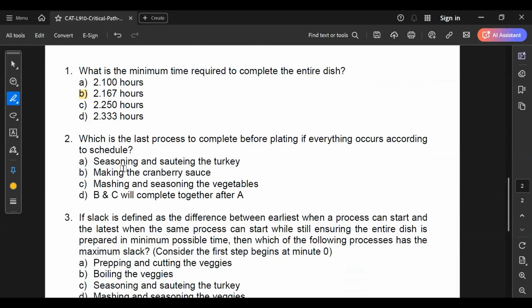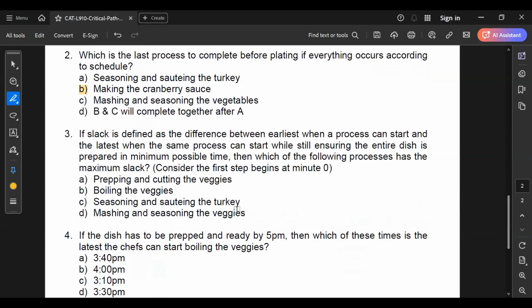Absolutely right, Rashmi. Question 2, which is the last process. So cranberry sauce gets completed only on the 125th minute. So that's the last process to be completed before plating. Third question, seasoning and sauteing of vegetables has got the maximum slack. It has got 15 minutes of slack, I think. So that's why C will be the answer to 3.